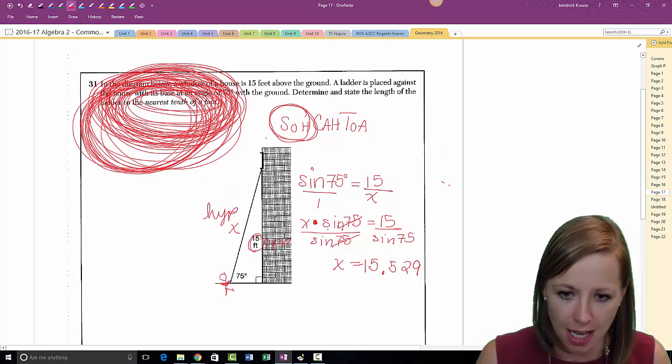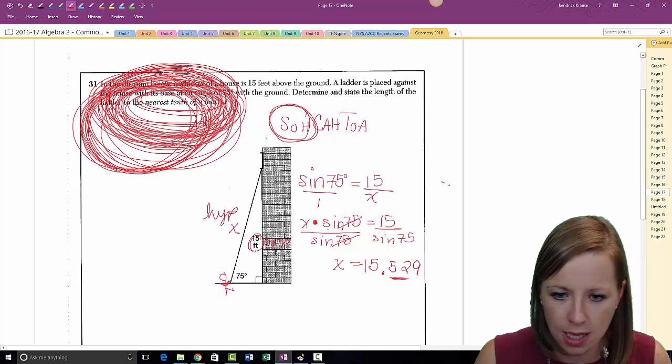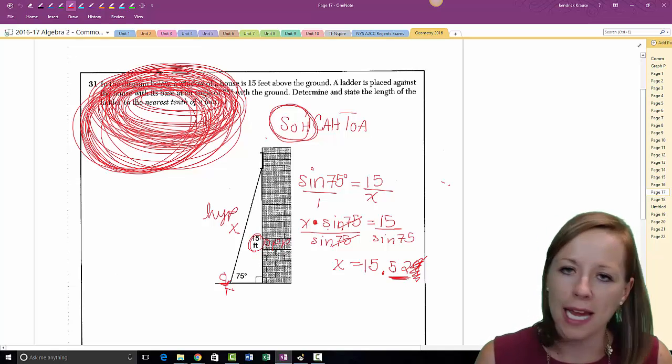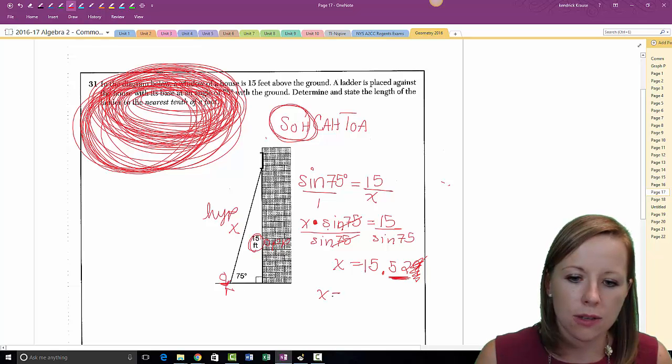It said round to the nearest tenth. In order to round to the nearest tenth, you look at only the next place. That 2 tells you to stay, not raise. So x equals 15.5, that's a 5, you're welcome, feet.